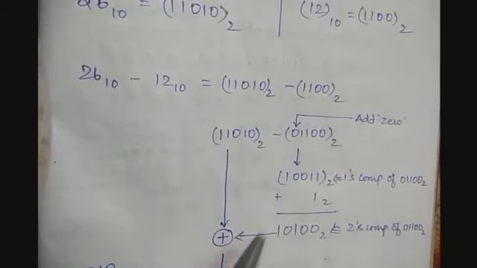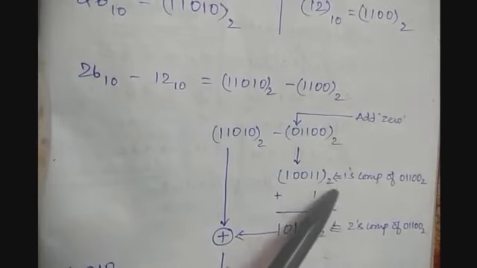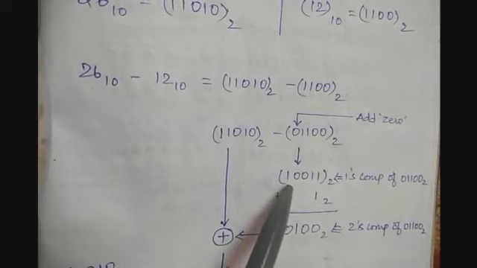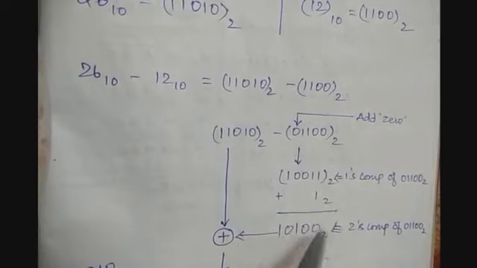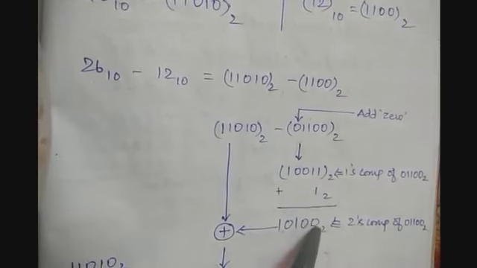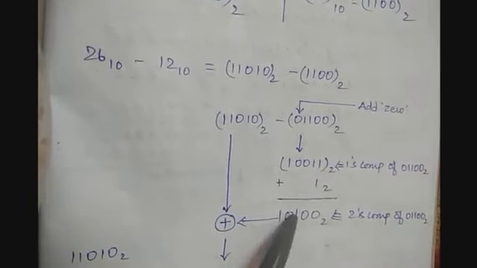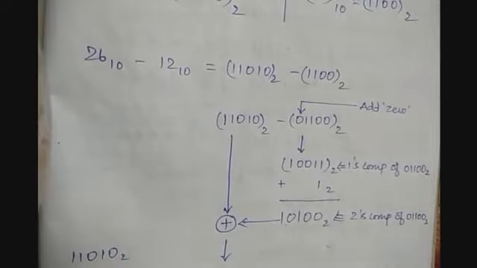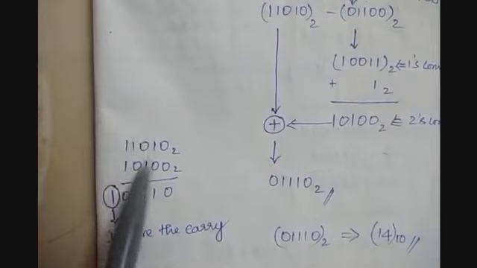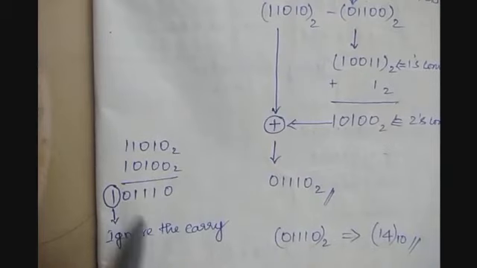And 2's complement. First you have to calculate the ones complement of 01100. So you will get 10011. Then 2's complement means simply add 1 to this. Then you will get 10100. Then add this number with the first number. Because it is a 2's complement, you should ignore the carry. See here, we are ignoring the carry after adding. The remaining is your answer.